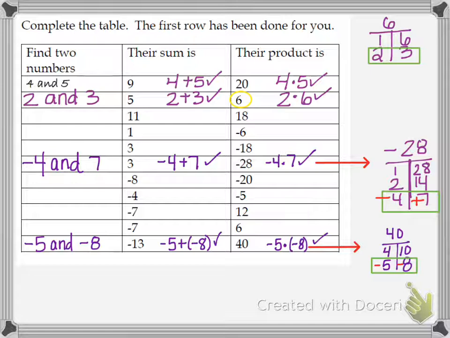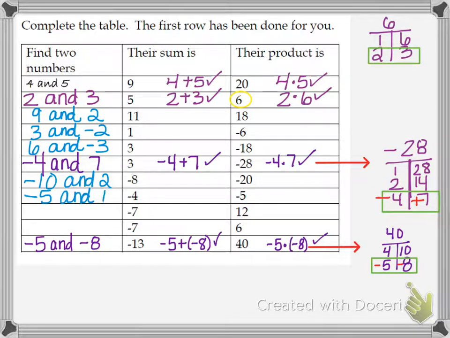So I encourage you to pause the video right now, finish the rest of the rows, and then come back and check. Okay, for the third row, we want 9 and 2. For the fourth row, we want 3 and negative 2. Then we want 6 and negative 3. Then we want negative 10 and 2. Then we want negative 5 and positive 1. And then for the last few rows, now you're going to notice both numbers are negative. So we're going to have a negative 4 and a negative 3, and a negative 6 and a negative 1.